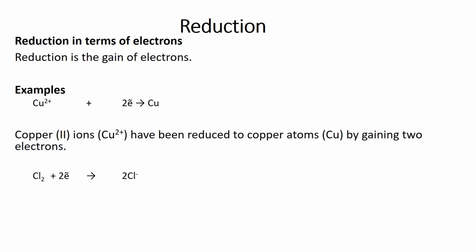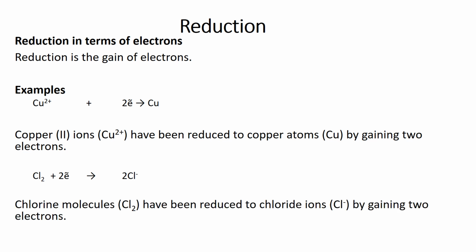Again, we can have chlorine reacting, or 2 electrons being added to the chlorine molecule. We're going to get 2 chloride ions. So in this case, the chlorine molecule has been reduced to chloride ions by gaining 2 electrons.